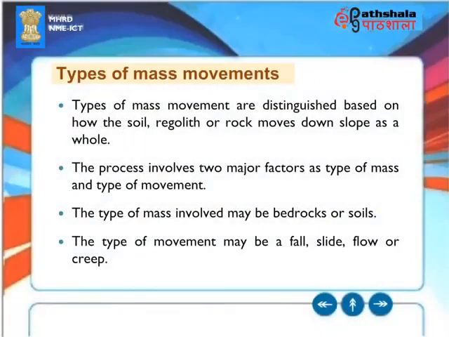Types of mass movements. Types of mass movement are distinguished based on how the soil, regolith or rock moves downslope as a whole. The process involves two major factors: type of mass and type of movement. The type of mass involved may be bedrock or soils. The type of movement may be a fall, slide, flow, or creep.